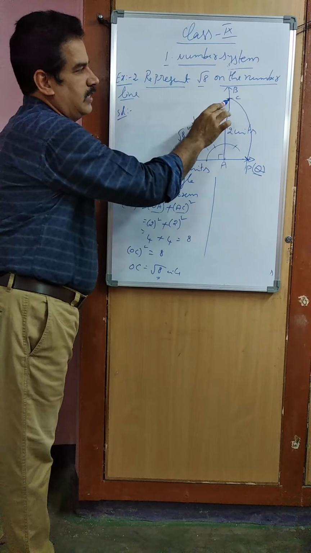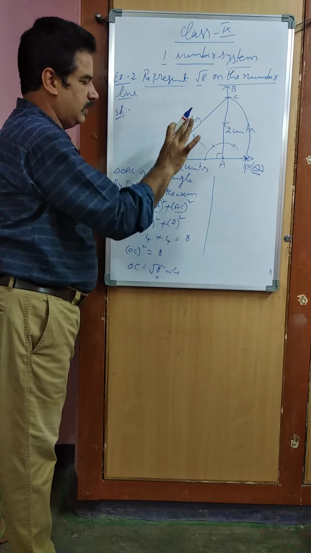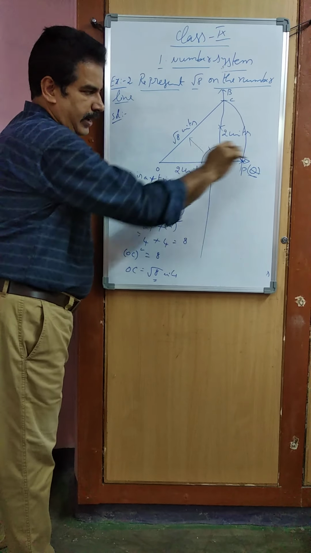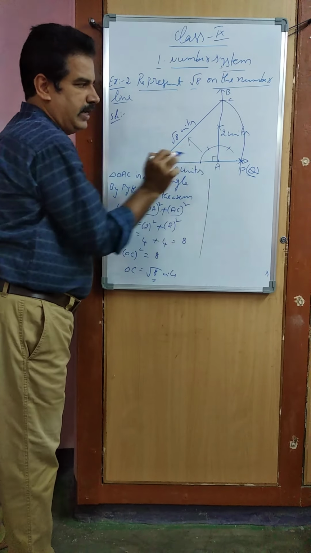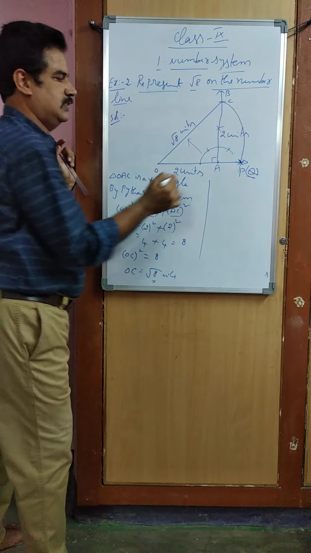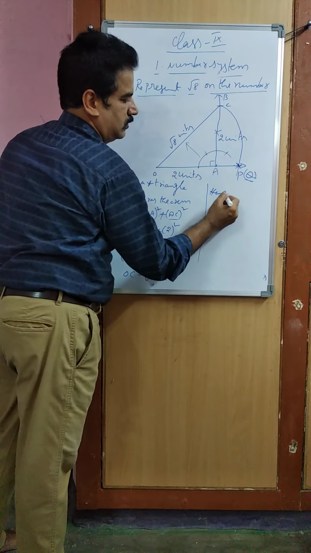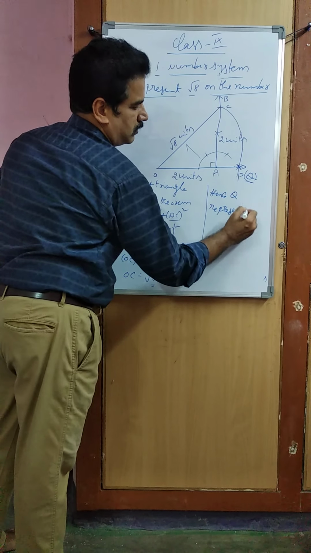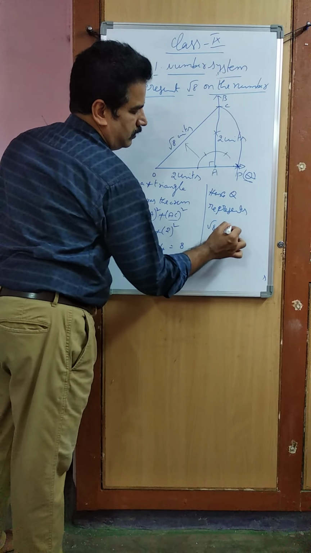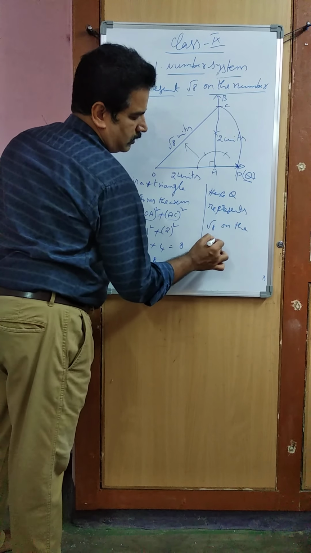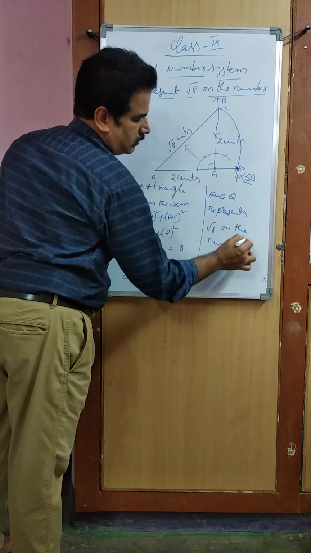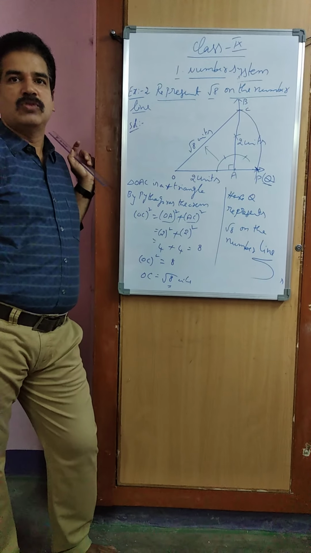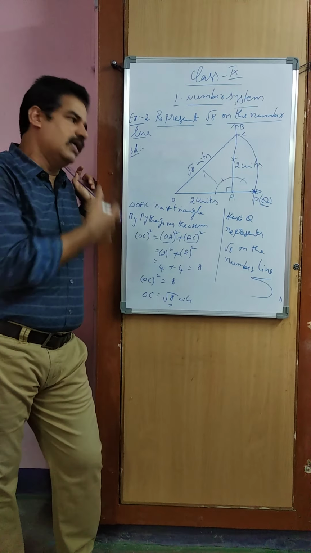With OC as radius, we draw an arc with O as center. Keep your compass here and draw an arc. Where it touches your baseline ray OP, at Q it touches. Hence, Q represents root 8 on the number line. Understand, children?